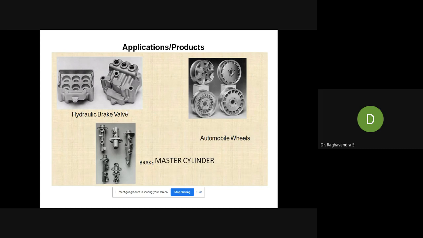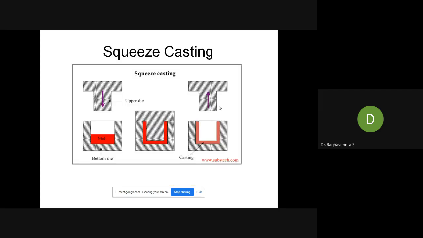So why do they manufacture these here? Because these components require good mechanical strength. If this brake part in the automobile fails while you're driving, you lose control and it leads to an accident. The wheels also are very important. These wheels take many different types of loads when moving: bending load, cyclic load, all kinds of loads. They should be very strong. That's the reason they go for this. So that's about thixocasting.